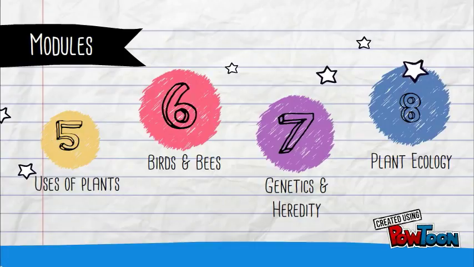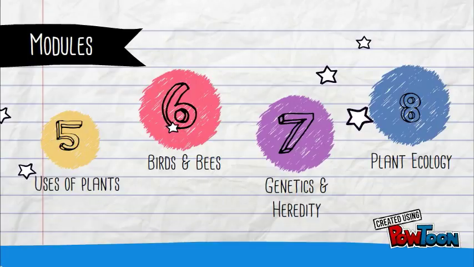Module 5, you'll be looking at the uses of plants. How are various plants used by humans, and what makes them so special anyway? Things like medicinal uses, for example. Module 6 is called Birds and Bees. Here we'll be looking at plant reproduction, the showy display of sex in plants.